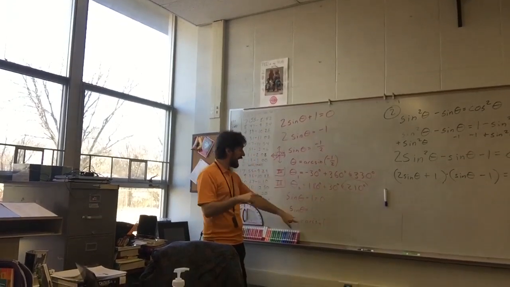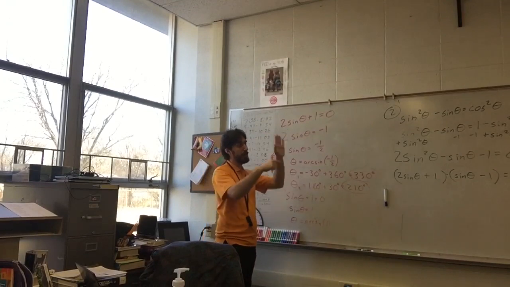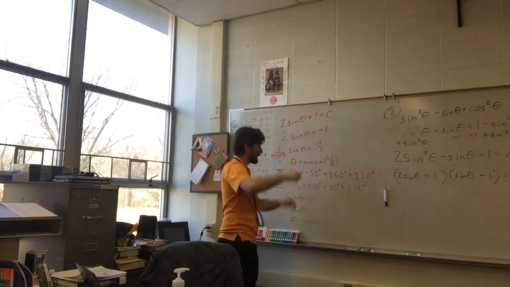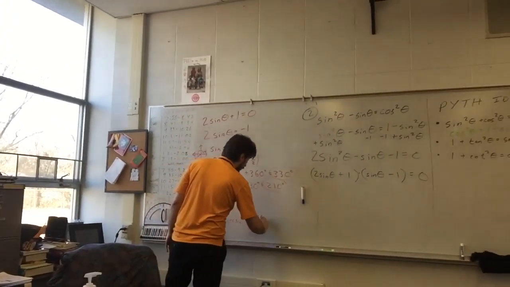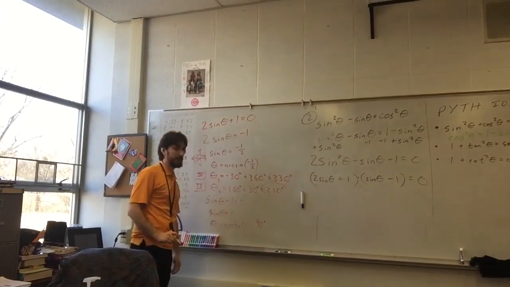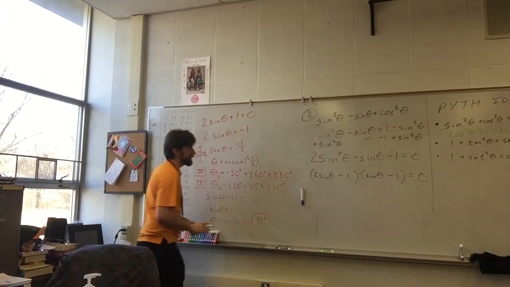When is our y value 1? It's 1 when it's at the top of the unit circle, 90 degrees. And that's the only spot between 0 and 360 where that happens. So here's your 3 answers.